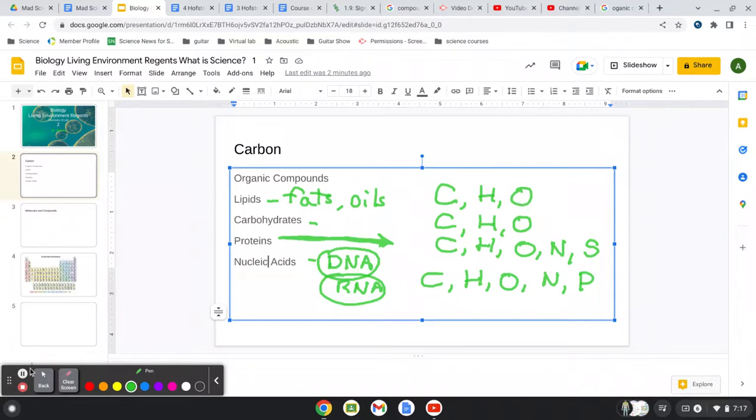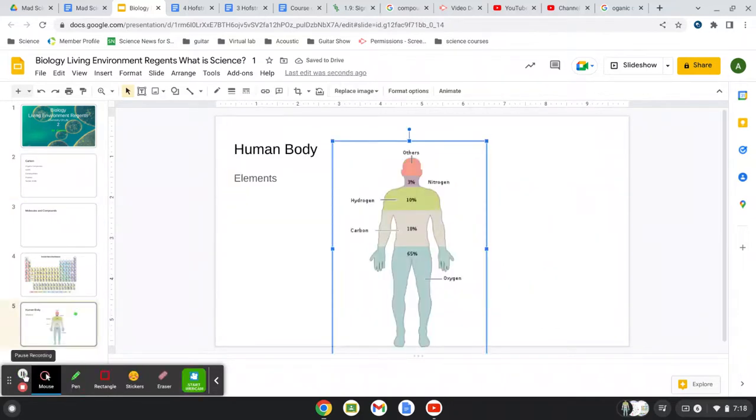So let's look at the human body for a minute. So you can see oxygen, 65% of the human body is made of oxygen. And of course, they're not just in the legs and hands here. This is just a diagram. It's showing a tear. And carbon, second most abundant, 18%, hydrogen, 10%, and nitrogen, 3%. So these are the essential elements, besides also sulfur and phosphorus, that make up the human body, that make up life.